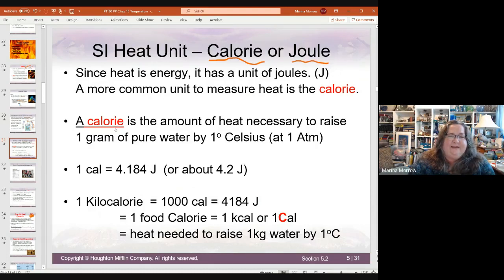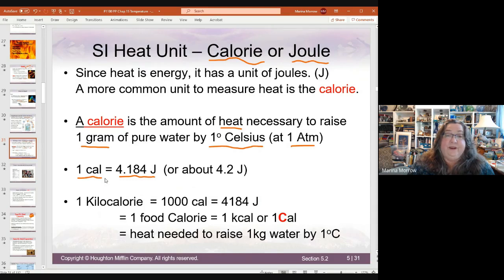A calorie is defined as the amount of heat necessary to raise the temperature of 1 gram of water by 1 degree Celsius at 1 atmosphere of pressure. So 1 gram of water by 1 degree Celsius. How much energy does that take? Well, it turns out that takes 4.184 joules, and that is what 1 calorie is.